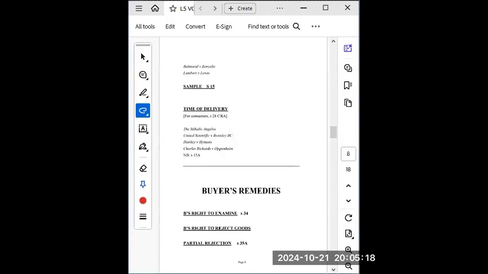All right, let's look at time of delivery. If the contract does not stipulate a time for delivery, the answer then is that delivery must be made within a reasonable time. Just note for now, Section 28 of the CRA. A trader must deliver goods without undue delay and within 30 days after the contract. That's under the CRA for consumers, B2C contracts.